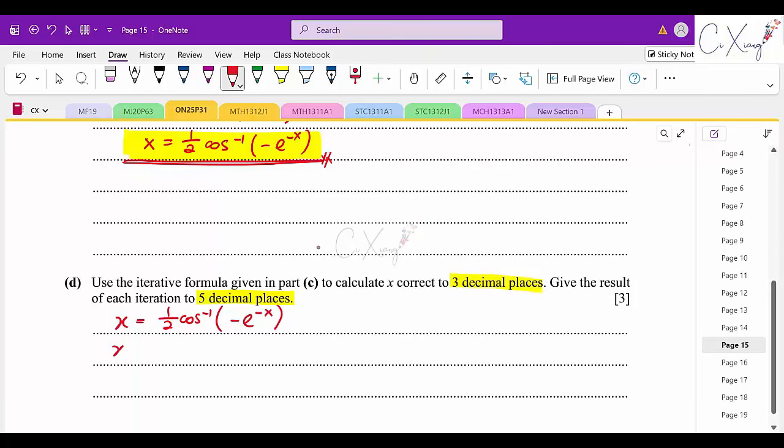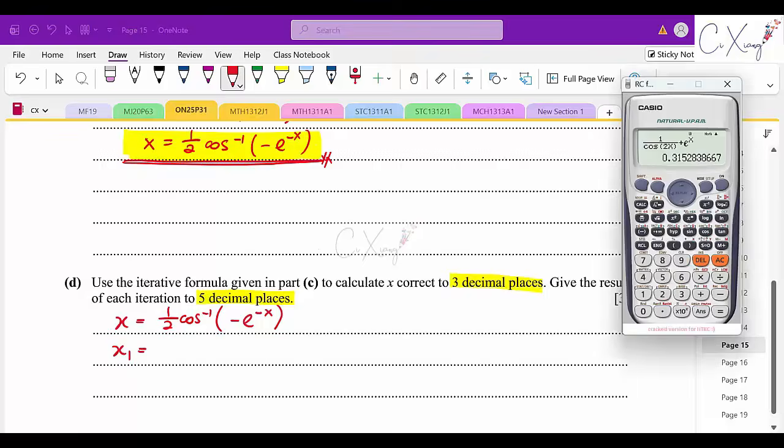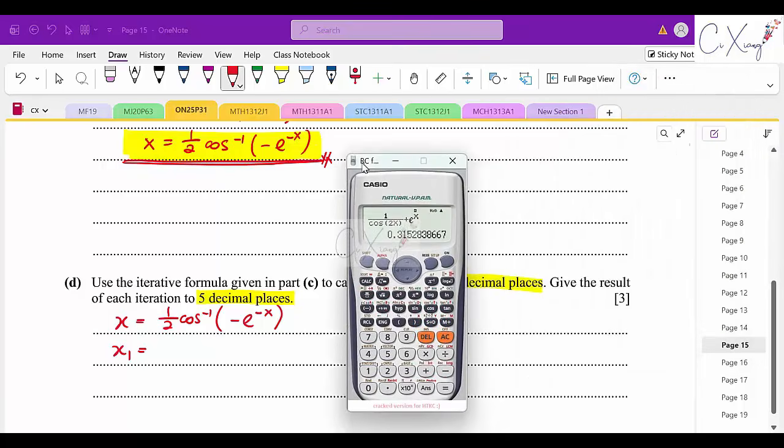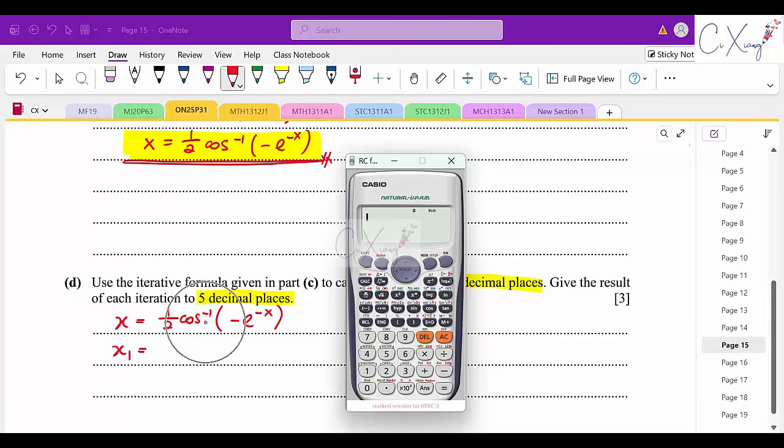So when we want to get all the iteration values here, I can use the calculator to help me. But before that, of course, I have to key in the formula first. The iterative formula will be the right-hand side of this equation, this part. So we need to key in this equation in our calculator. We are having half, so I put a 2 at the bottom. Then on top, I'm having cos inverse, then negative e power negative x. Then close bracket.